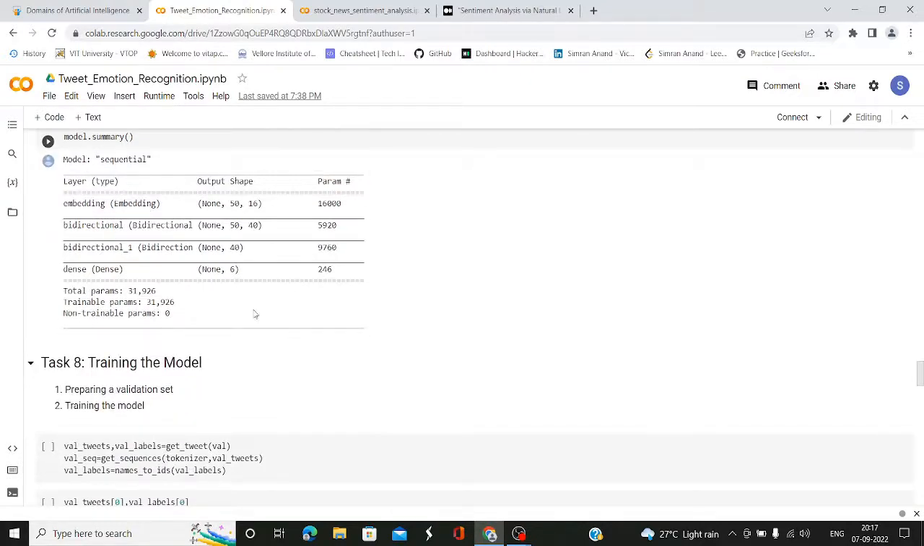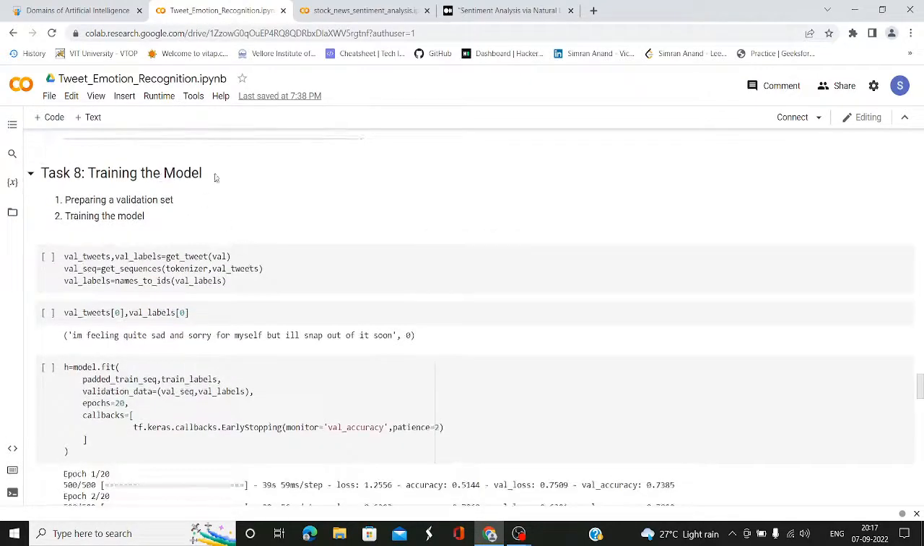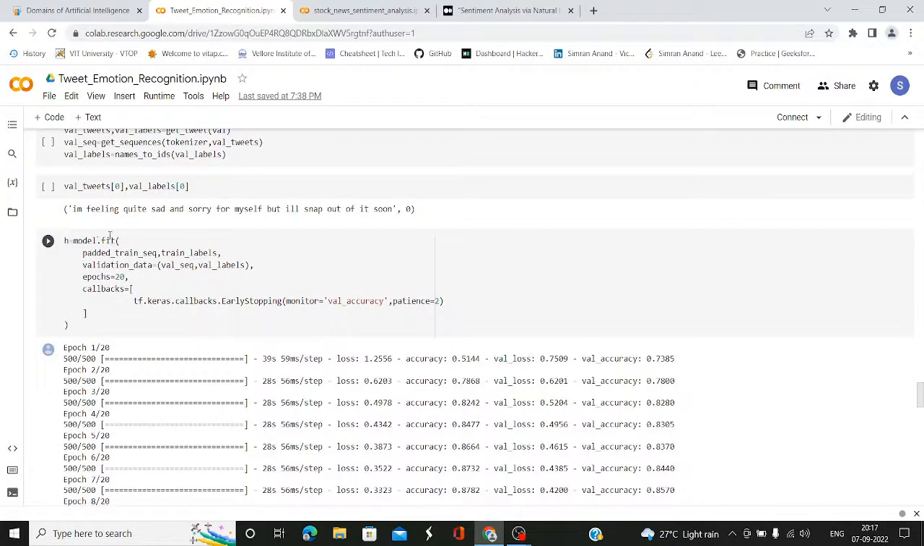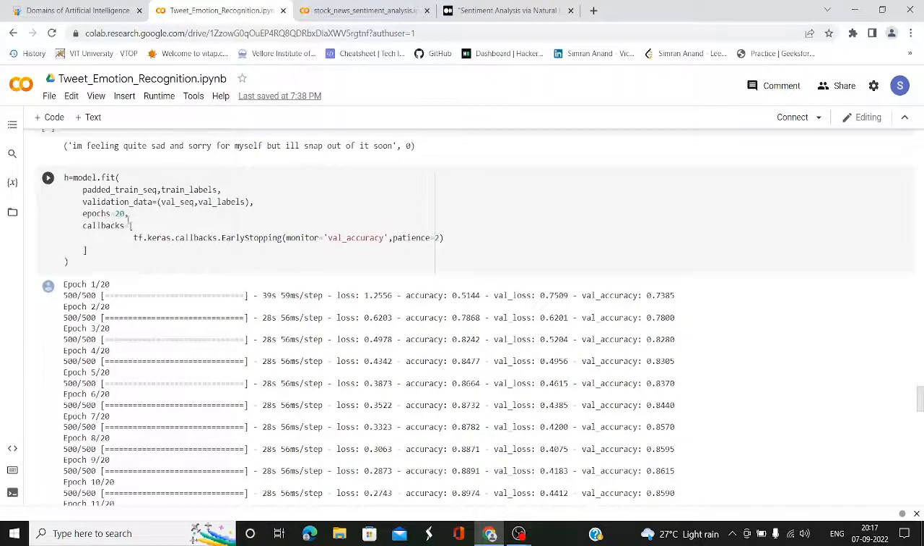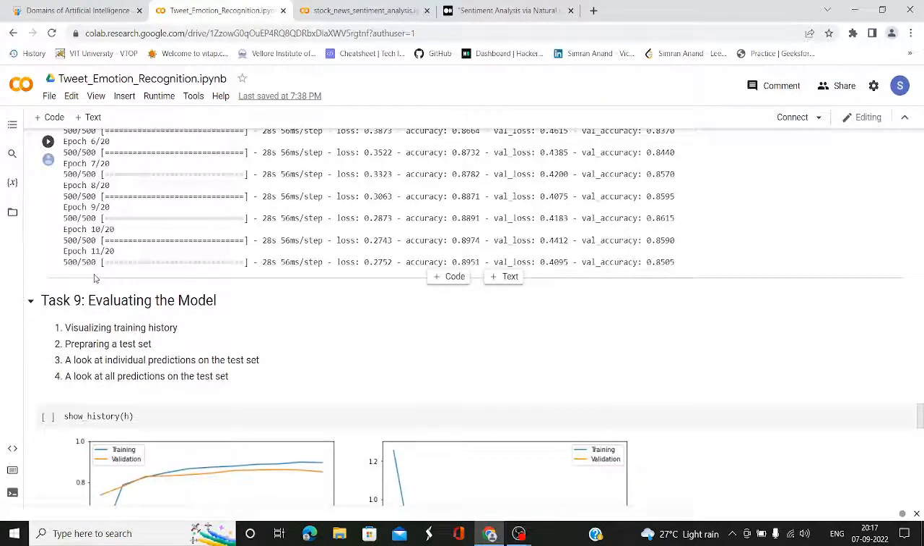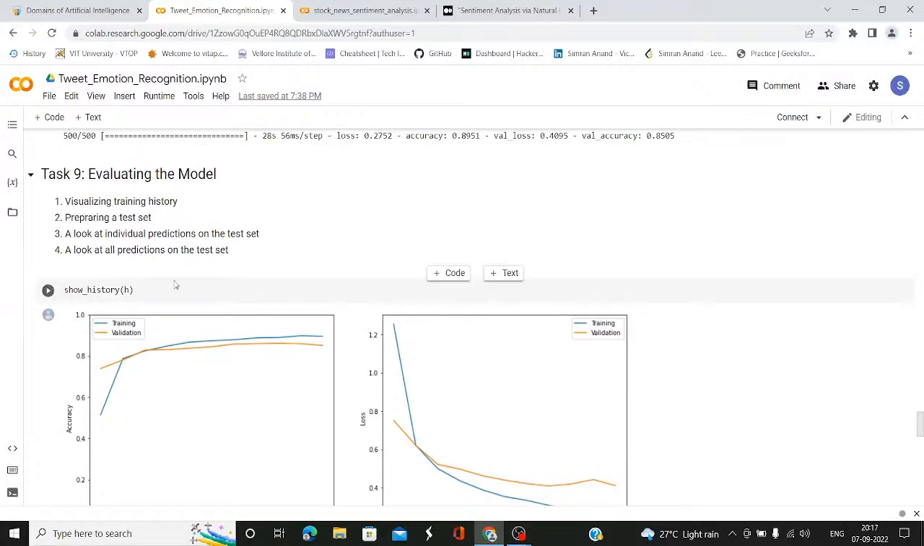This is sequential. This is the model summary. Training the model, preparing the validation set and training the model. model.fit is the command used here to train the model. I have run it on 20 epochs. Epochs are nothing but the training parameters I have used, for how long the model will keep training, how many iterations or how many cycles the model is trained on. That is epochs. It is trained, and then evaluating the model.